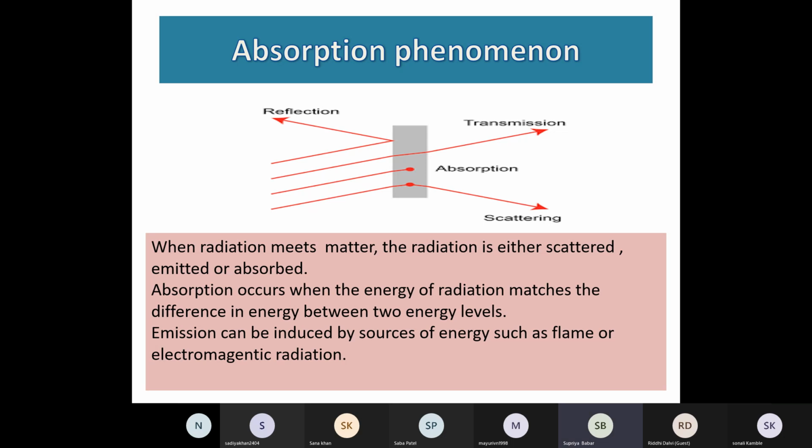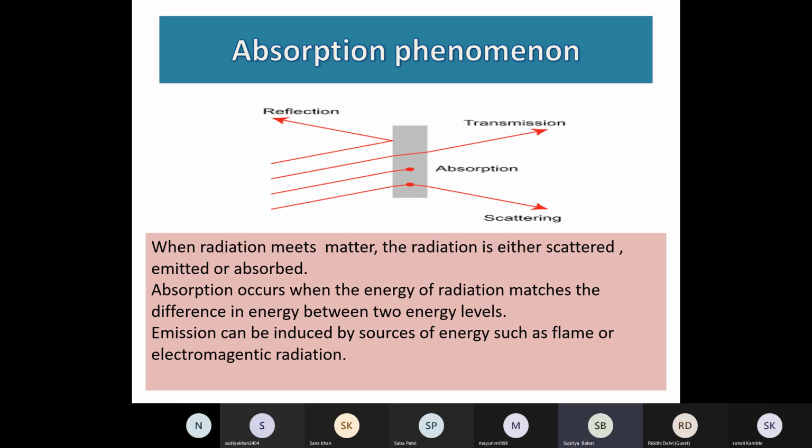That is the study of electromagnetic radiation with matter. So, absorption spectroscopy deals with the effect of this electromagnetic radiation on the matter. It means when a beam of electromagnetic radiation is passed through the solution of a compound, some part of that radiation the compound will absorb.